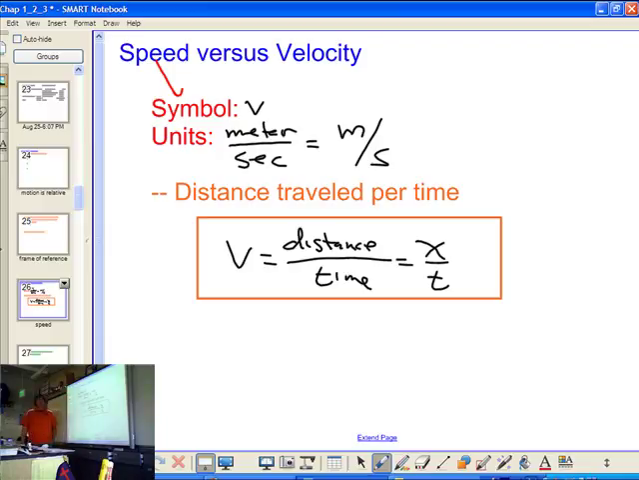Wait, v is the symbol for speed? V, and it'll make more sense in a minute why we use v. Okay? Which is why we call it speed versus velocity.